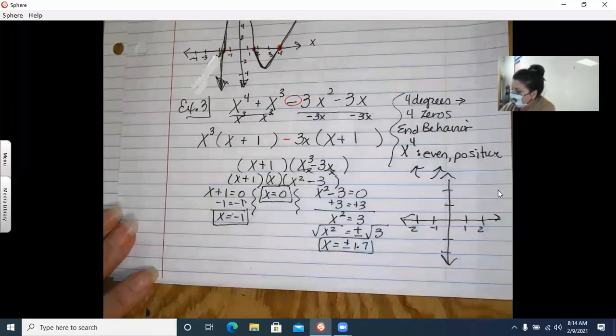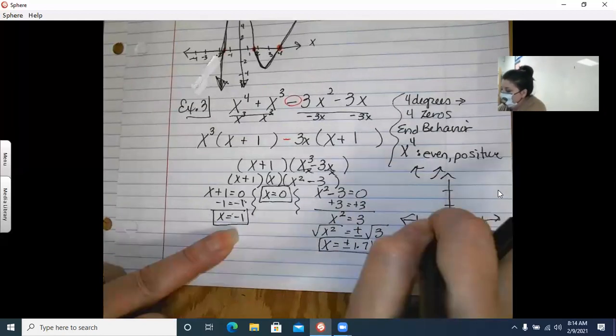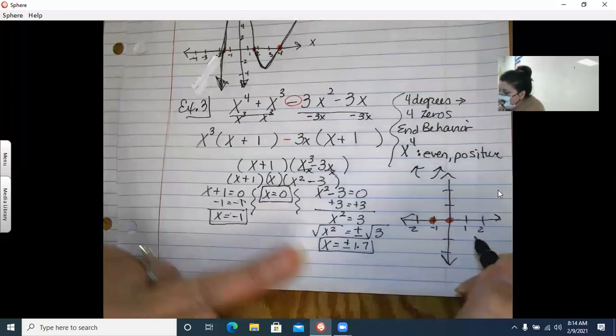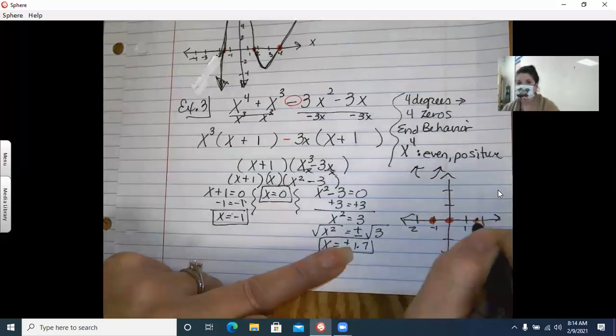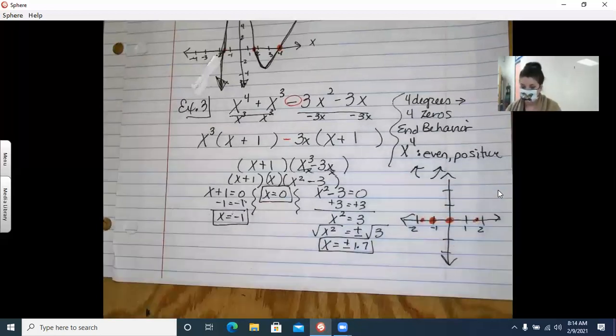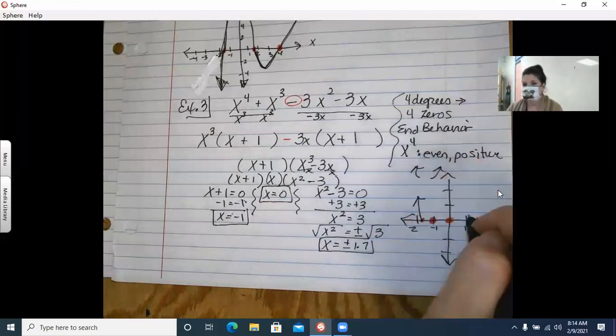So x-intercepts, I've got one at negative 1. I've got one at 0. I've got one at positive 1.7 and at negative 1.7. 4 x-intercepts. The end behavior is up and up. Far left, I'm going to do an arrow coming up. Far right, I'm going to do an arrow coming up.